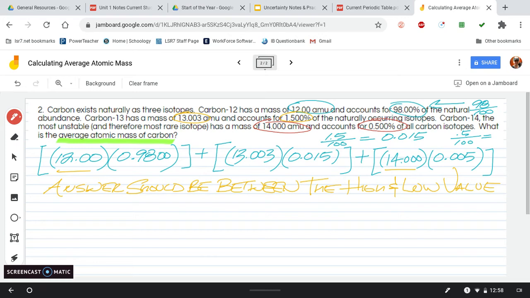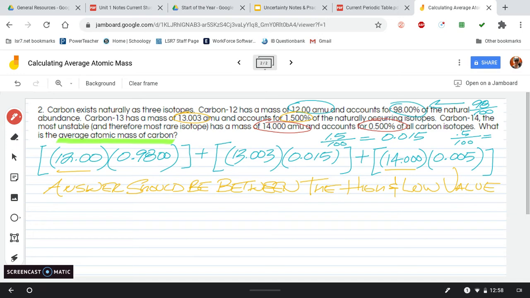And then you're going to add that number to, in parentheses, 14.000 times 0.005. And then we're going to go ahead and close that parentheses and hit enter.